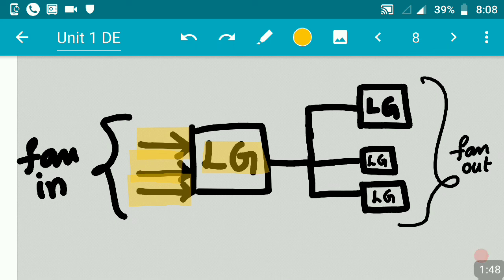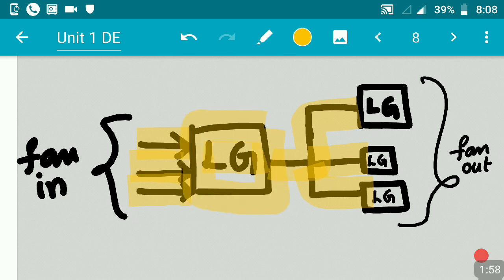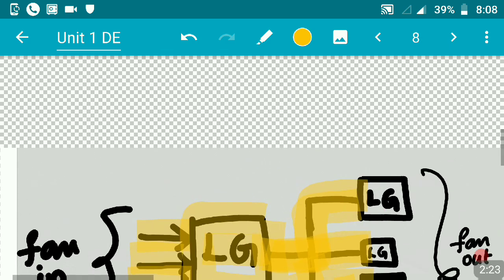Fan out is the number of outputs, or the number of gates further driven by the output of the given logic gate. The output of the given logic gate drives some number of logic gates. How many logic gates are being driven by the output of the first logic gate is what we call fan out. I hope you understood the concept. Now we shall go to the definitions of them.